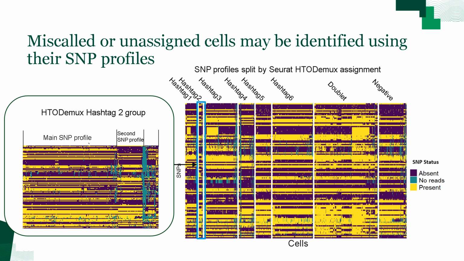So first, let's have a look at this HTO demux #2 group. It's a pretty small group. However, if we look closely, we see something interesting. On the left, we have a main SNP profile. However, on the right, we can see a secondary, potentially tertiary SNP profile. So this shouldn't be there, and it's potentially indicative that some of our cells here are from one of the other groups.